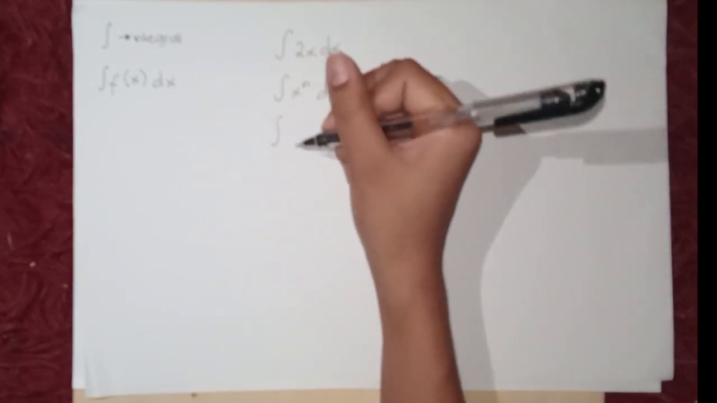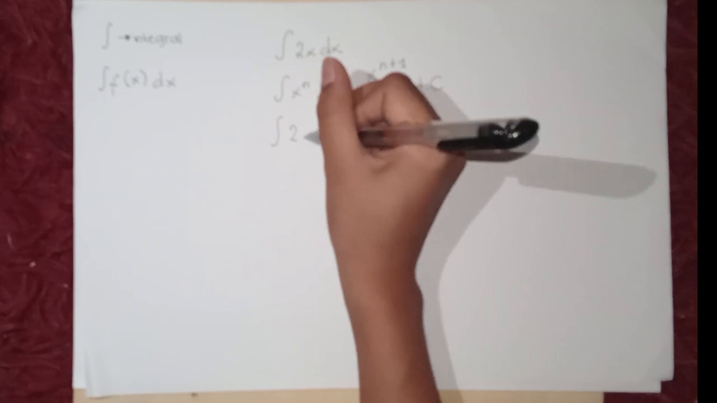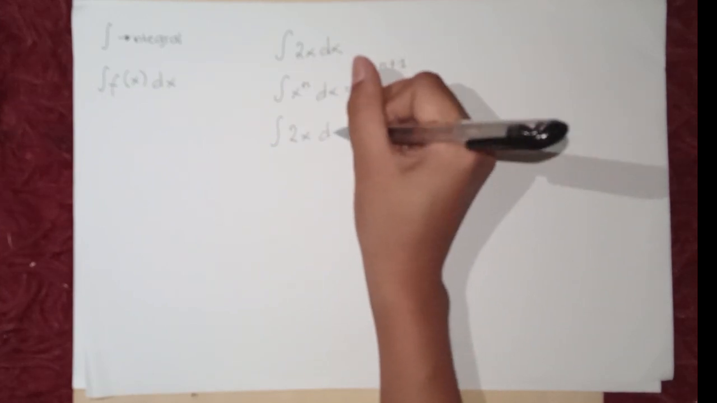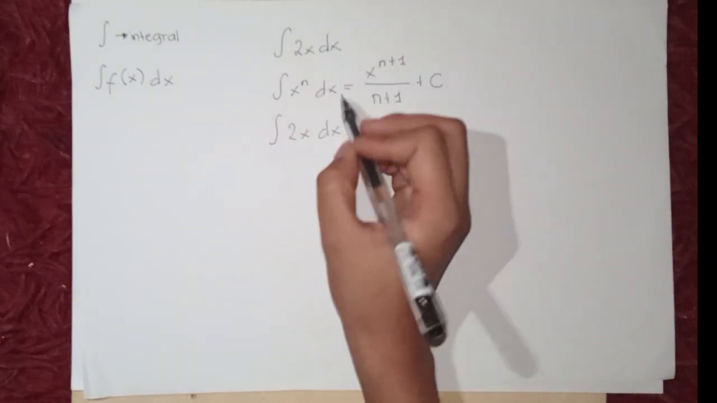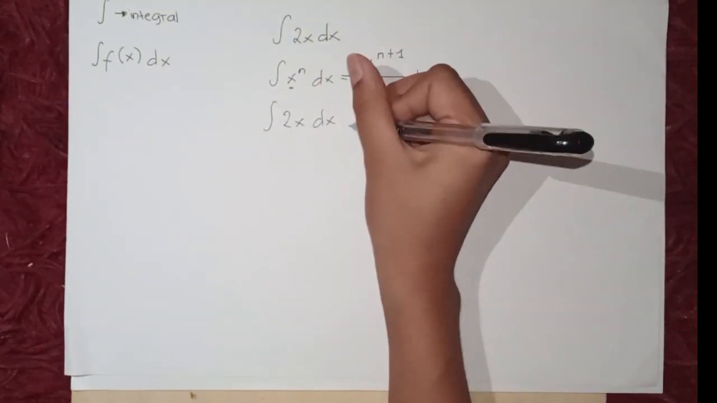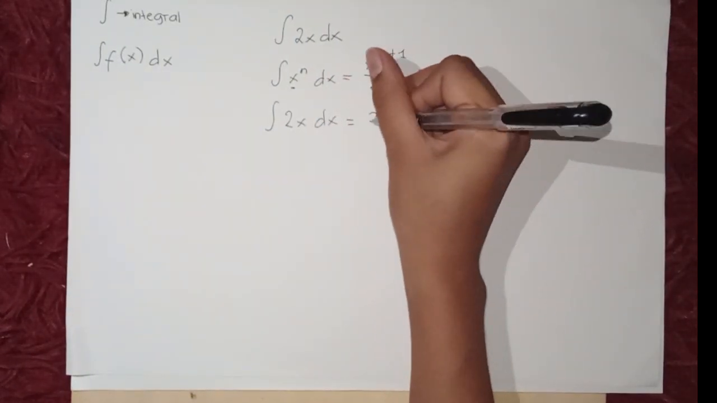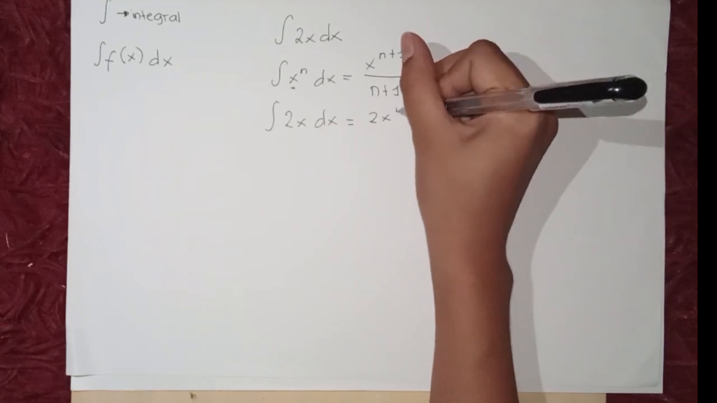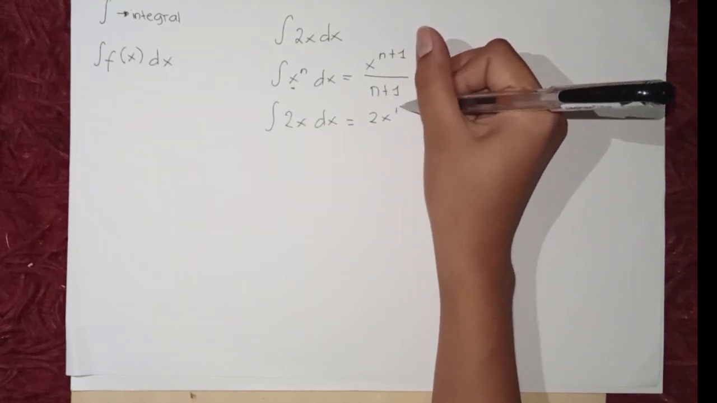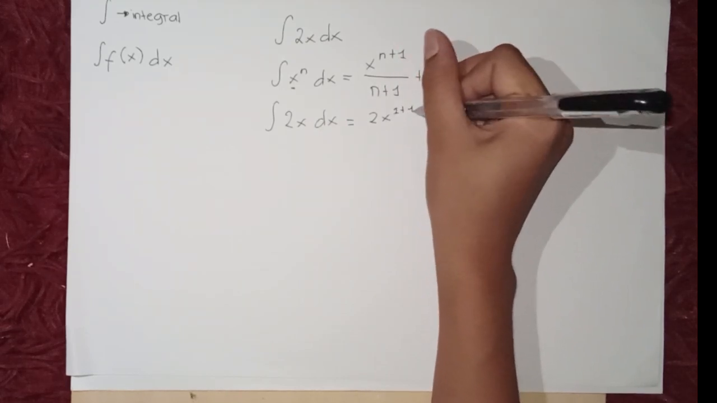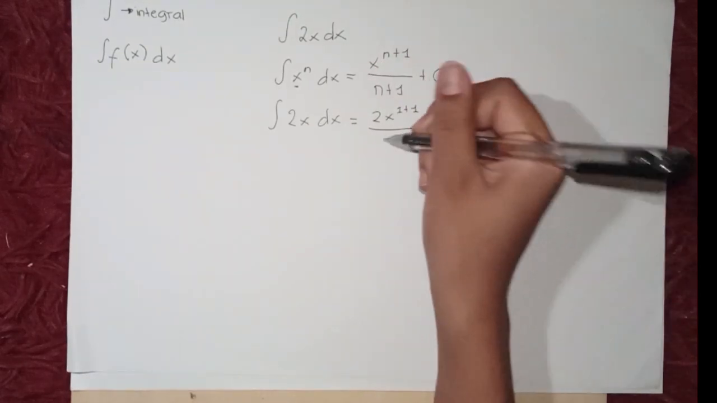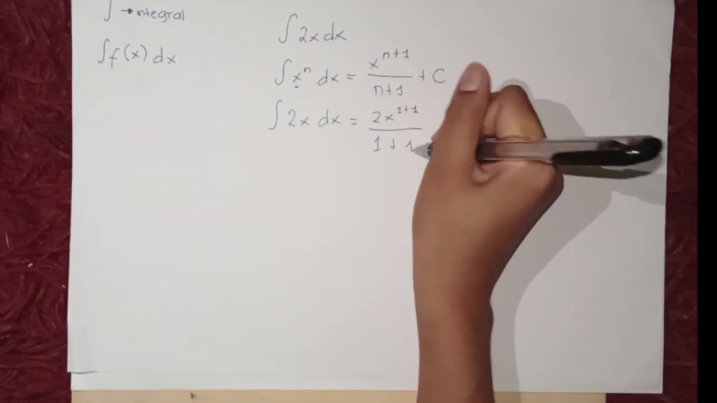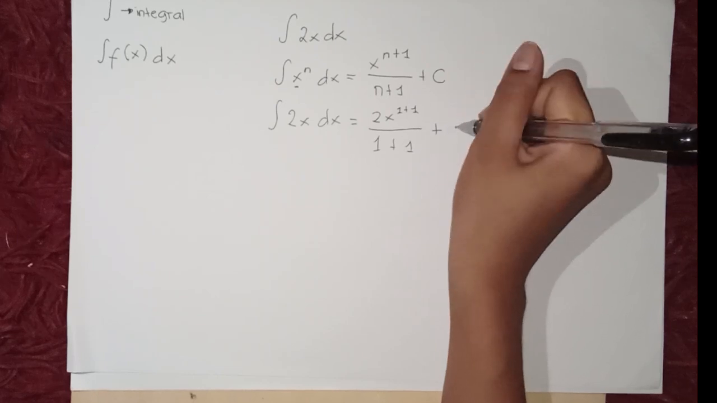The integral of 2x dx. We put 2x because 2x is our x. Is equal to 2x to the power of 1 plus 1 over 1 plus 1 plus c.